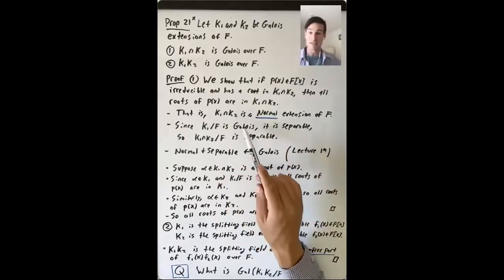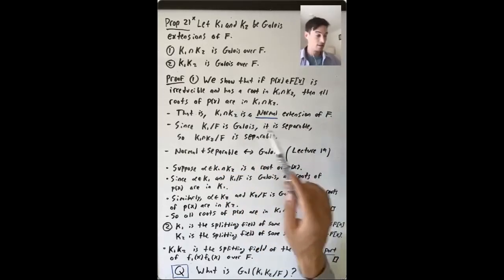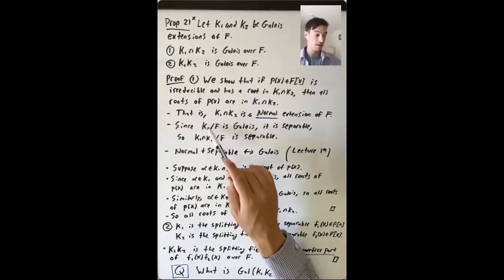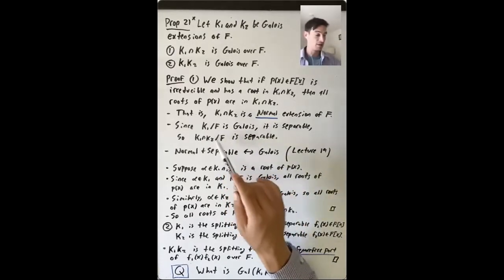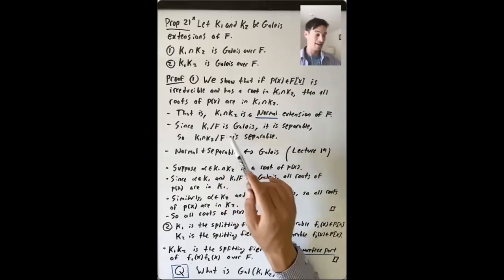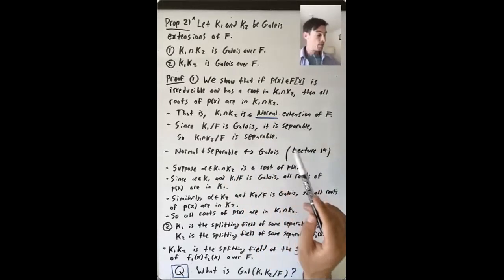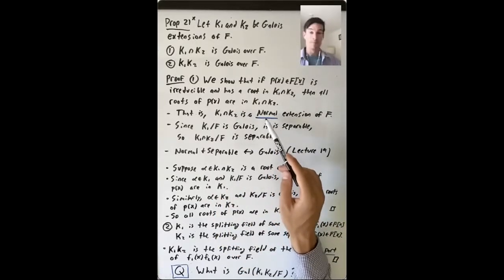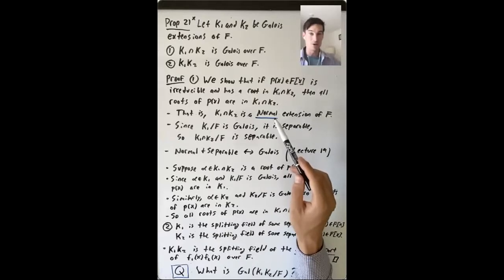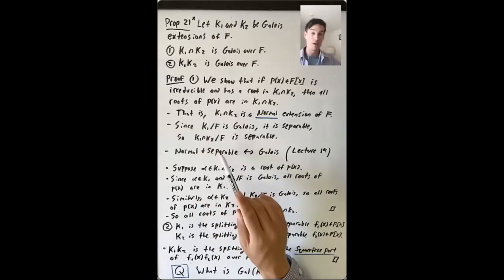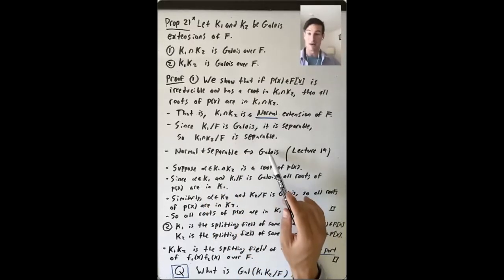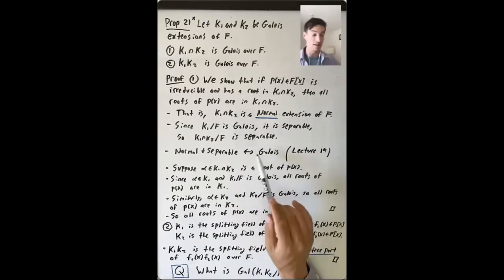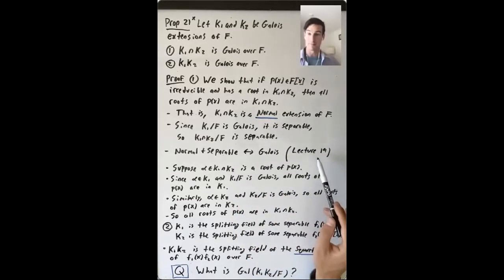Since K1 over F is a Galois extension, it's a separable extension. So K1 intersect K2 is a subfield of K1, and a subfield of a separable extension is separable. So K1 intersect K2 is a separable extension of F. And we proved in lecture 19 that this definition of normal, that if you have an irreducible polynomial that has one root in your field, then all of the roots lie in the field, plus separable is equivalent to being Galois. This is stated and proved clearly in Conrad's notes. It's not stated and proved clearly this way in Dummit and Foote, but we did prove this in lecture 19.